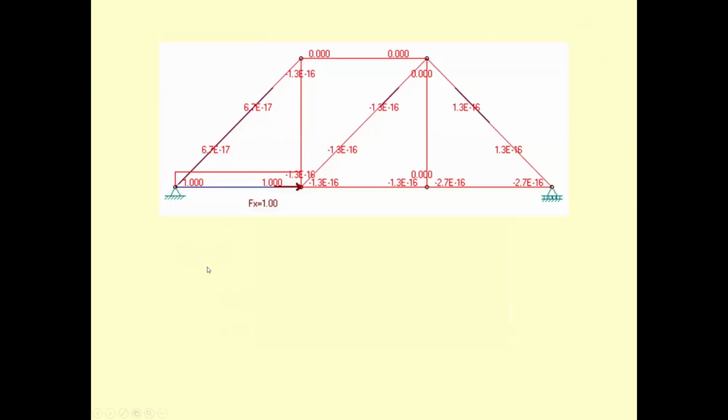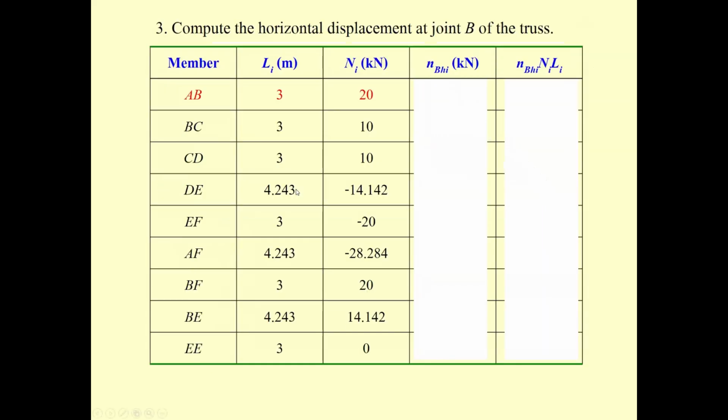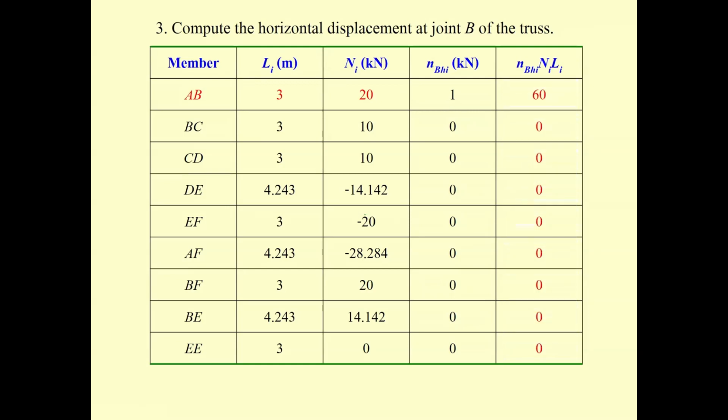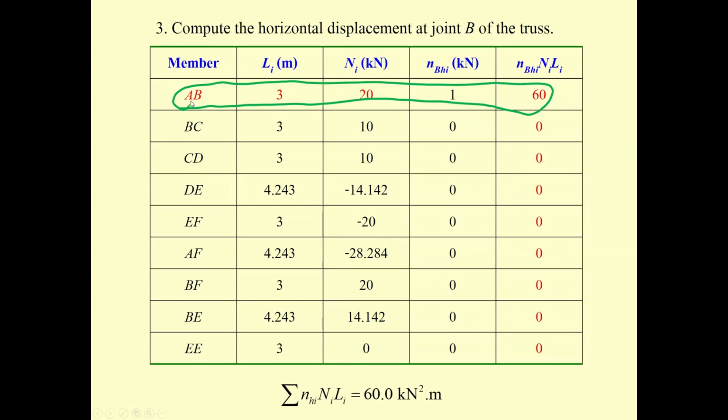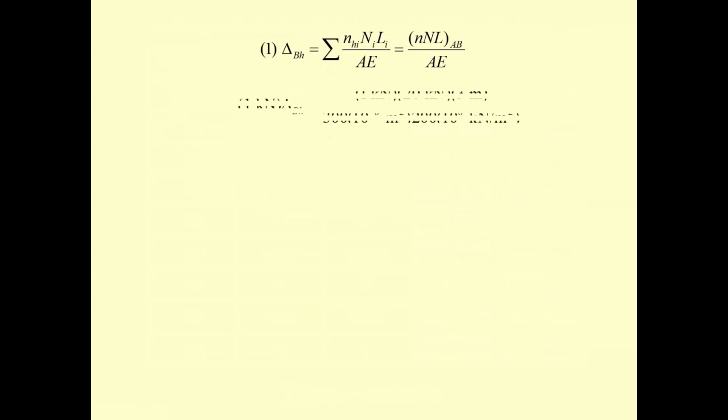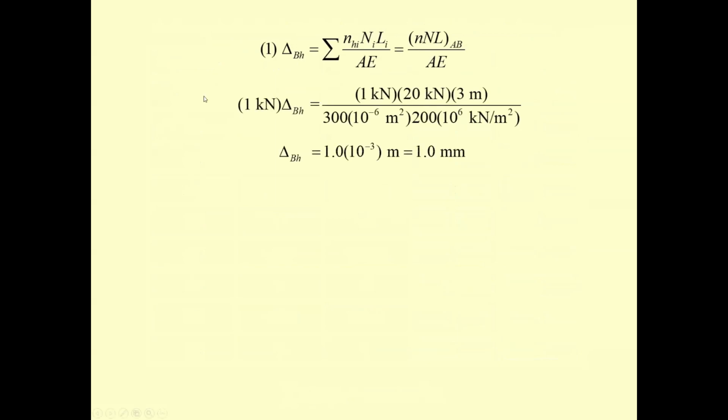Go to the same table. You have only 1.0 on this member. Put it in the same table. You have the term over this portion for the horizontal deformation. Then you get the result to be 60 over AE. Now, you get 1.0 millimeter.